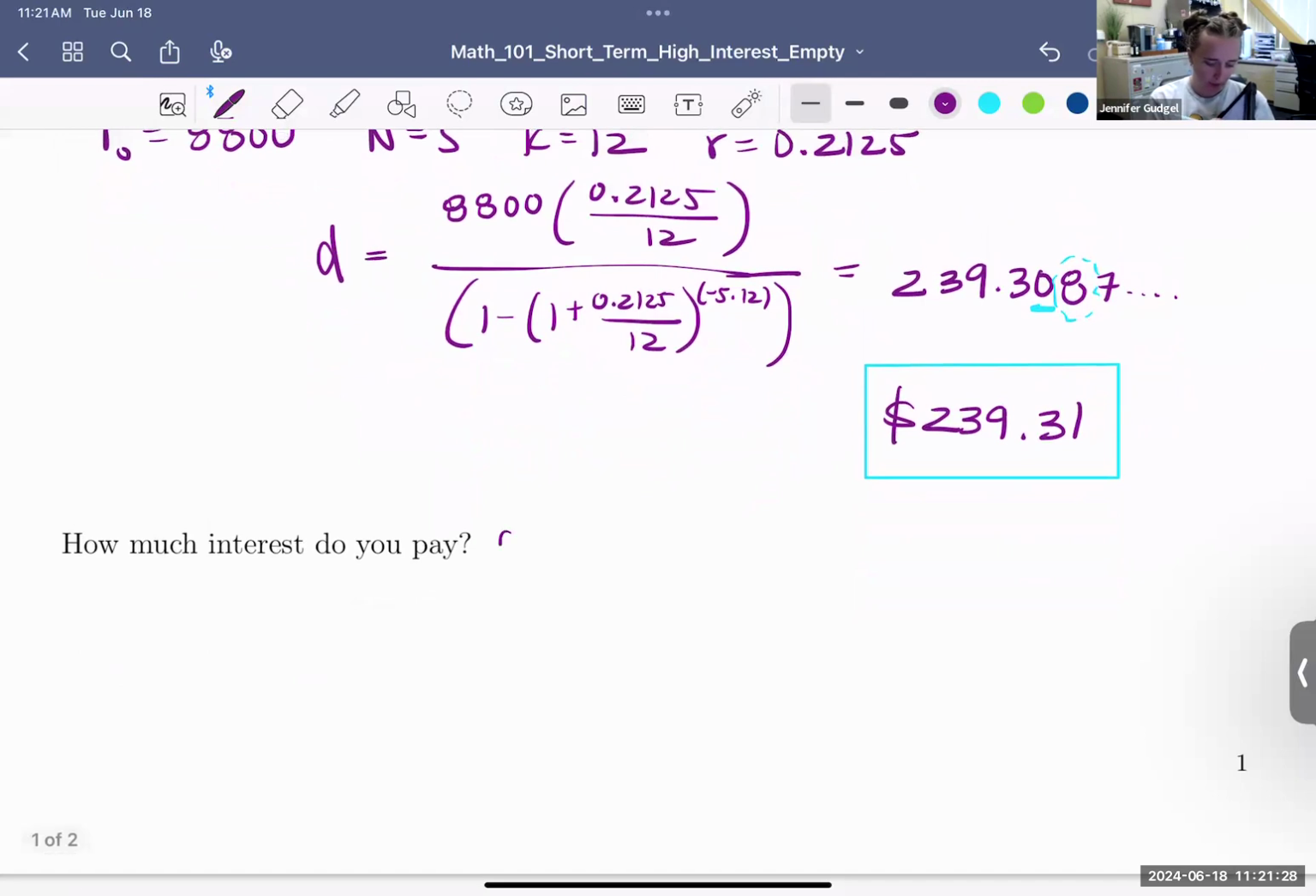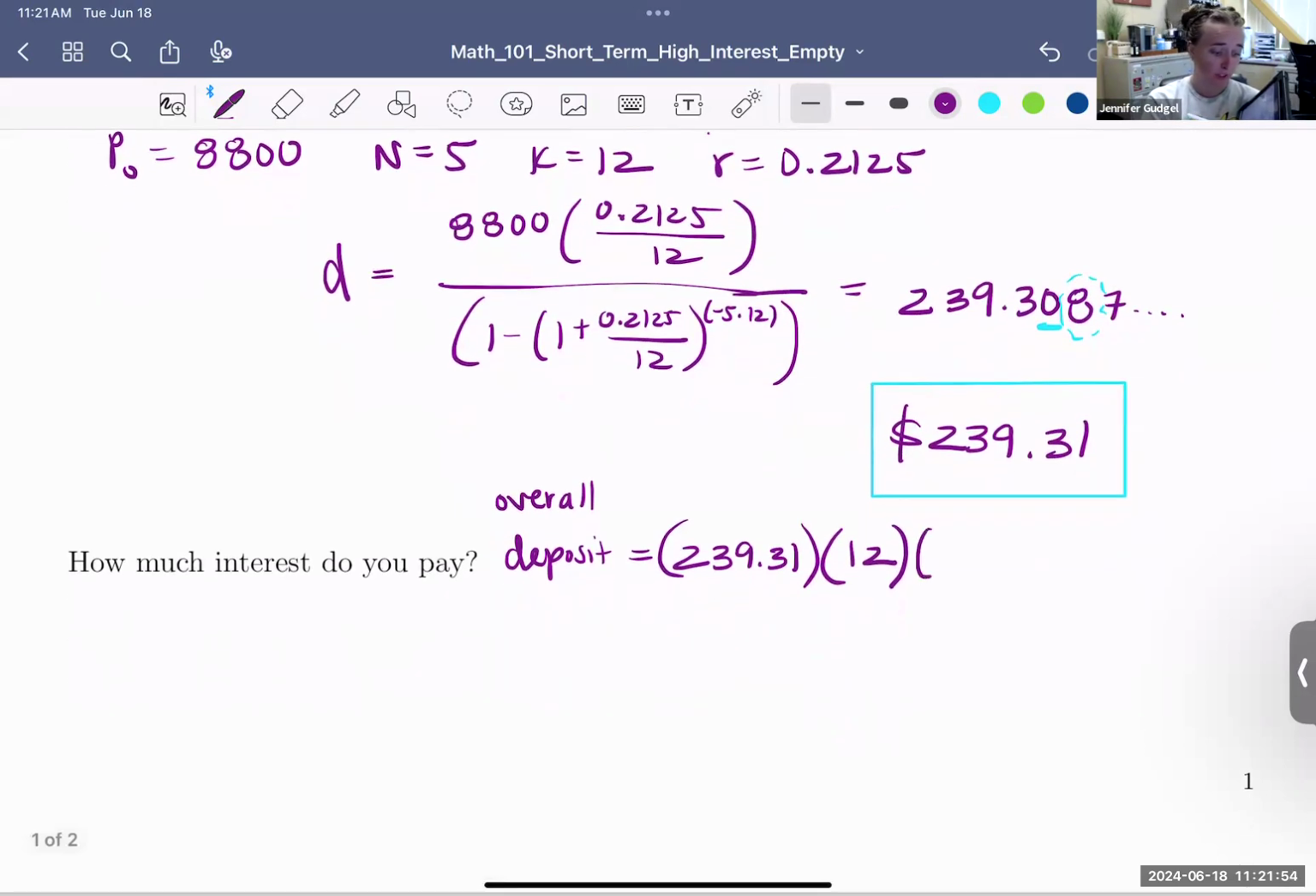I need to see what I deposited, deposit amount. That's going to be the $239.31, but I didn't just do that once. This is an overall deposit amount. So let's add that word in. Overall deposit. This amount I paid 12 times for 1 year, because I did it monthly. And I did that for how many years? I did that for 5 years. So actually the amount that I ended up paying was $14,358.60, right?